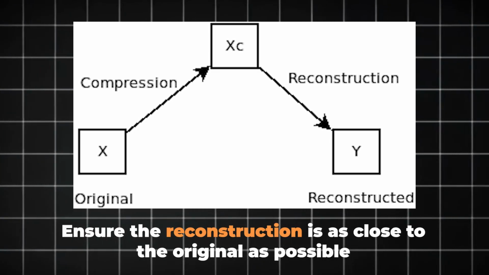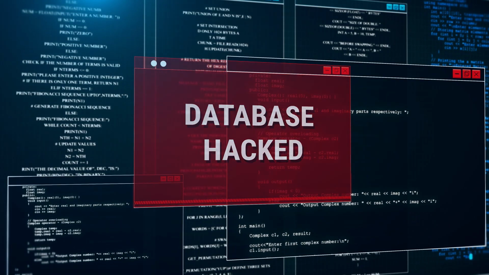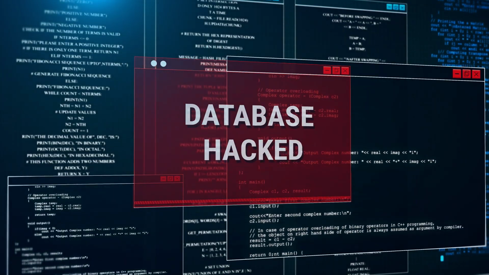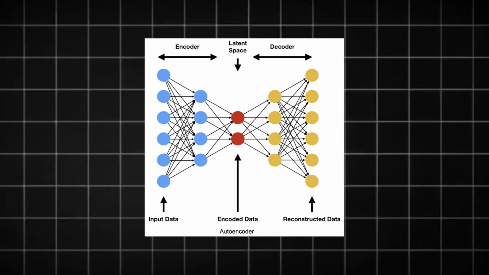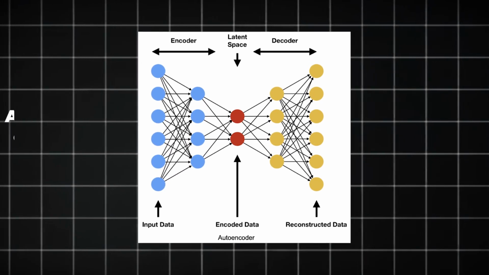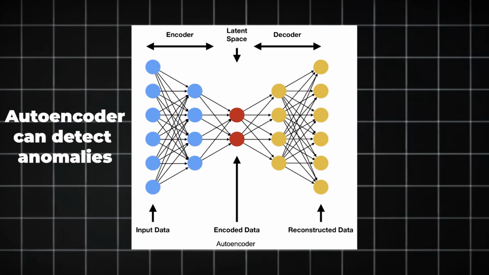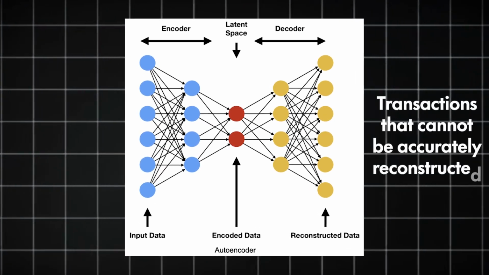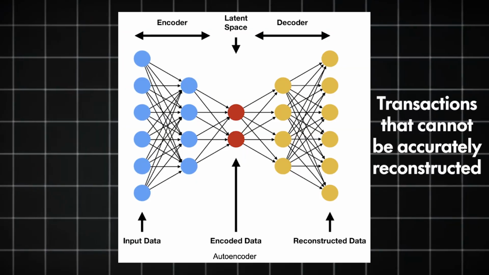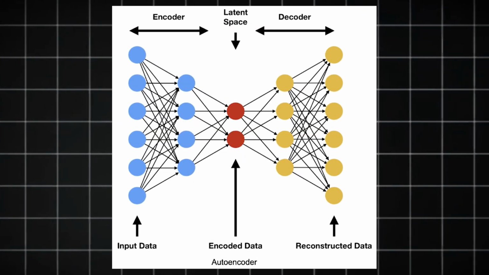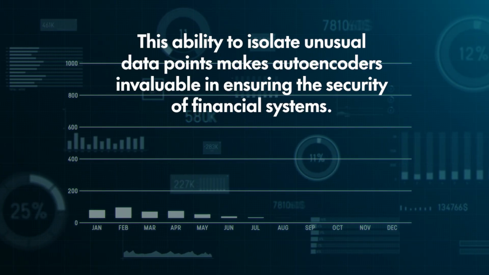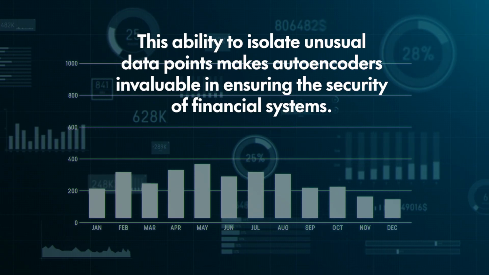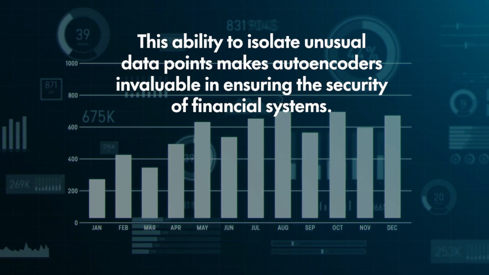In finance, autoencoders are particularly useful for fraud detection. By training the network on typical transaction data, an autoencoder can detect anomalies, transactions that cannot be accurately reconstructed, flagging them as potential fraud. This ability to isolate unusual data points makes autoencoders invaluable in ensuring the security of financial systems.